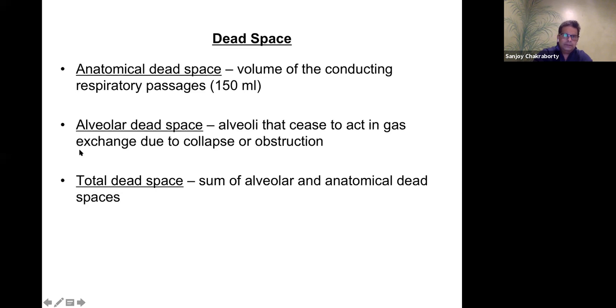Together, their amount is approximately 30% of what you breathe normally, so 150 ml, plus any collapsed or obstructed alveoli. Together, we call that total dead space, meaning that amount of air has no function. That amount of air does not participate in any physiological role.